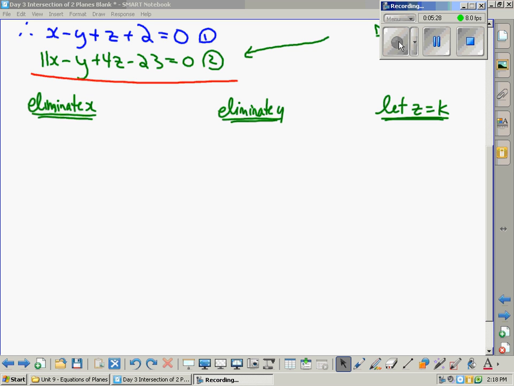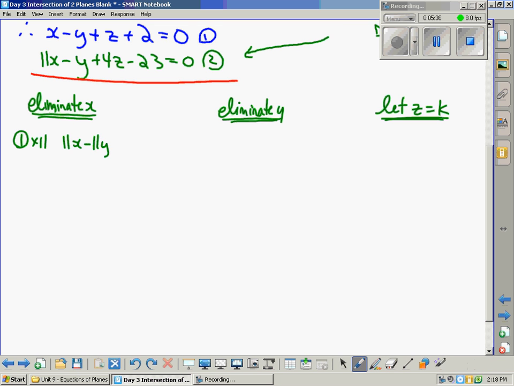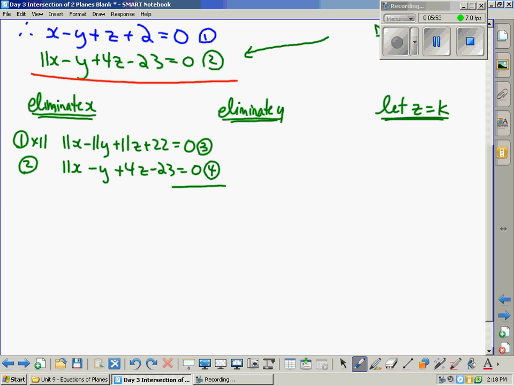To eliminate x, I need to multiply equation 1 times 11. That'll give me 11x minus 11y plus 11z plus 22 equals 0. I'll call that equation 3. I don't need to do anything to equation 2 because it's already got an 11, but I will renumber it number 4. And then I'll subtract those two, and that should eliminate my x.